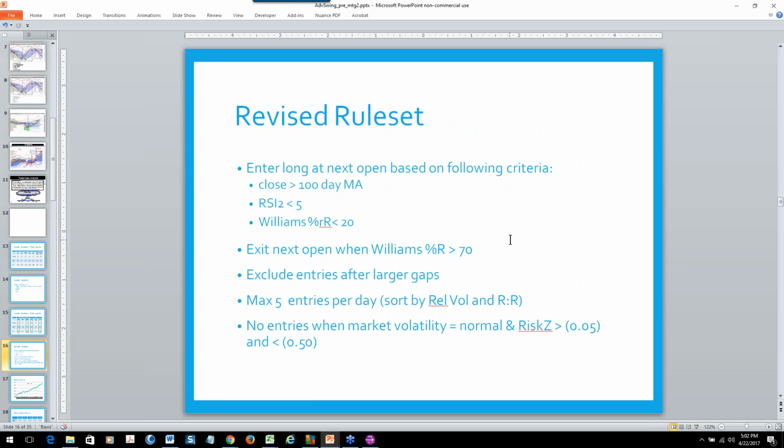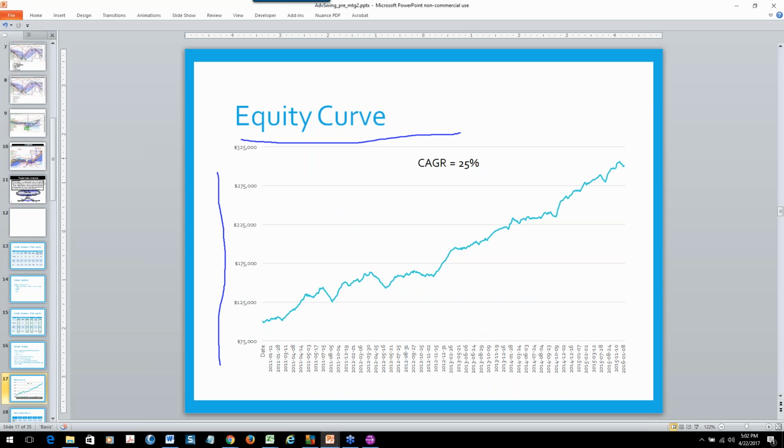And so she asked, what if I modify the rule set from as written to include this? So she modified that rule set, and the result she got was this. That's an equity curve with a compounded annual growth rate. It took me a while to remember that. A compounded annual growth rate of 25% over a long period of time.